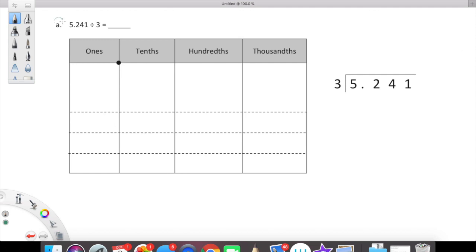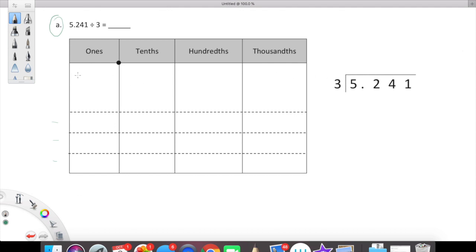Okay, kiddos, we are going to take a look at another problem here where we are modeling the problem and also connecting it with the standard algorithm. So here we're looking at 5 and 241 thousandths divided by 3. We're going to model, and as you can see, this is already set up for us to divide each of these place values into 3 equal groups. Here, the traditional algorithm is set up for us, 5 and 241 thousandths divided by 3.